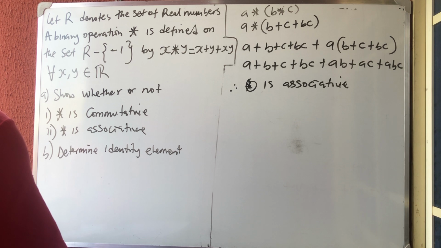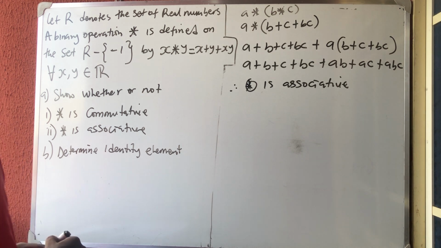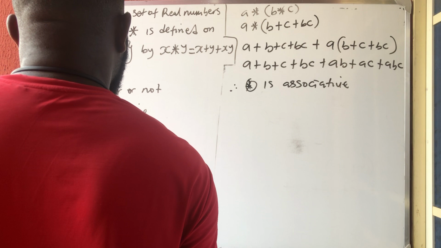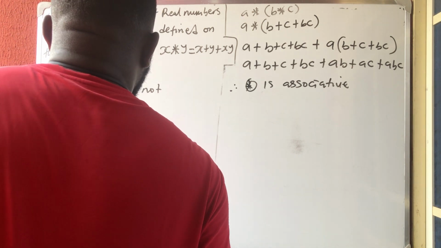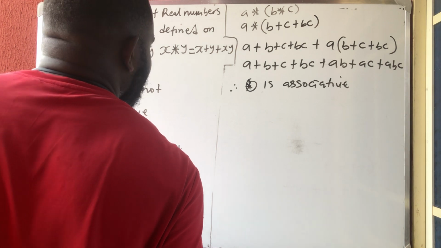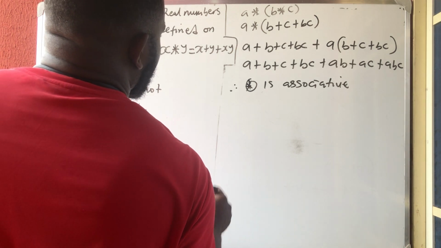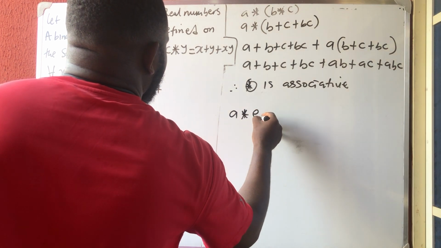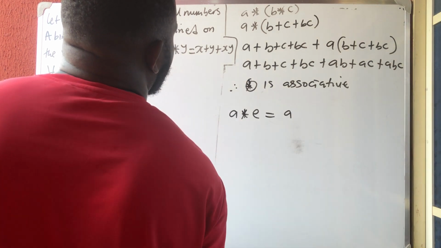There's a place they say we should solve an equation. In the other question, they say we should solve an equation, so I'm going to solve that. But let's just continue. The next one says we should get the identity element, and I told you that if A operates on its identity element, you are still going to get A back.